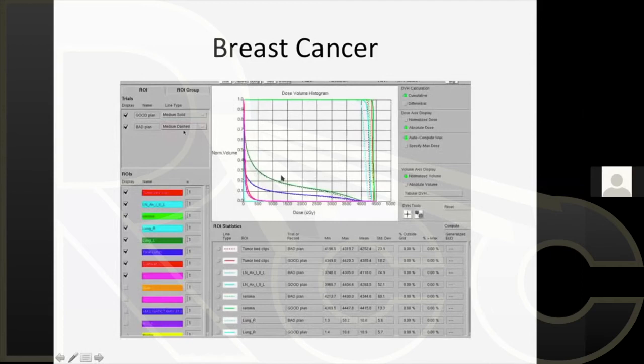So this is just a comparison. You can see the normal tissues all exist. We're looking at a DVH, the dose volume histogram, right? The dotted line and the straight lines are the 2 different plans, but you can see they're all good. The normal tissues are all great, right? It's the tumor bed that we weren't covering. And so it's important to look at both of these things.